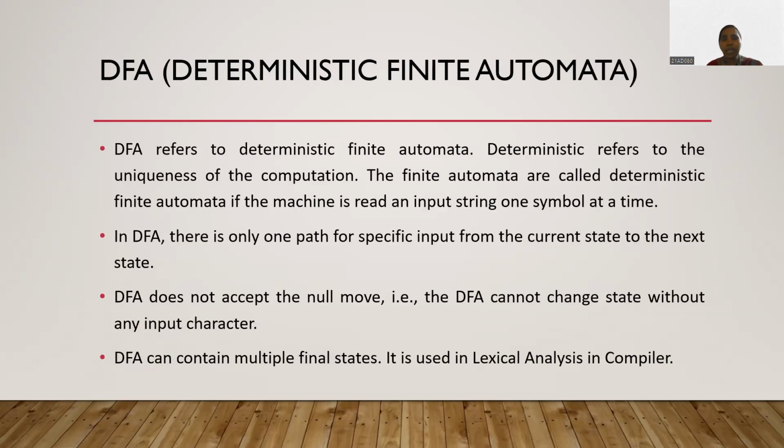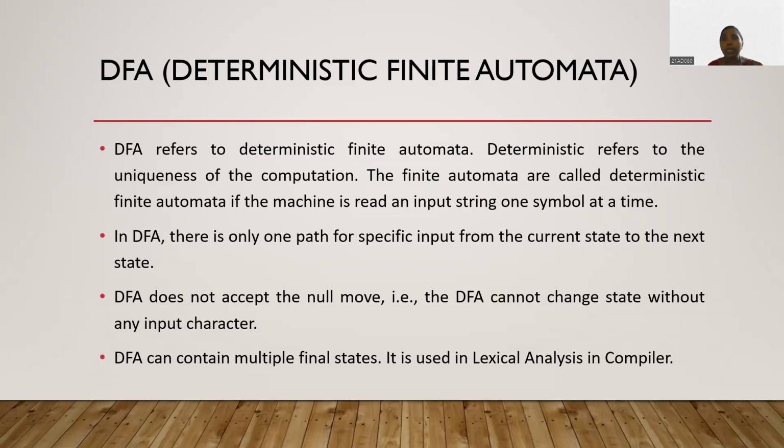Next, the second type of FA is DFA. DFA refers to deterministic finite automata. It refers to the uniqueness of the computation. The finite automata are called deterministic finite automata if the machine reads an input string one symbol at a time. In DFA, there is only one path for a specific input from the current state to the next state. So DFA does not accept the null move. That is, DFA cannot change state without any input character.